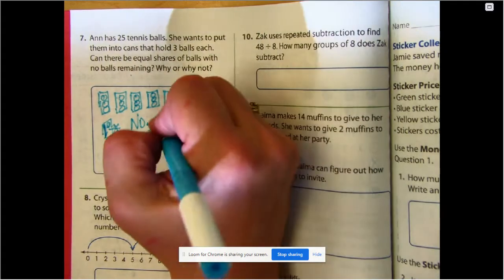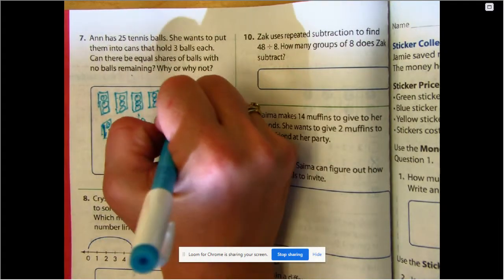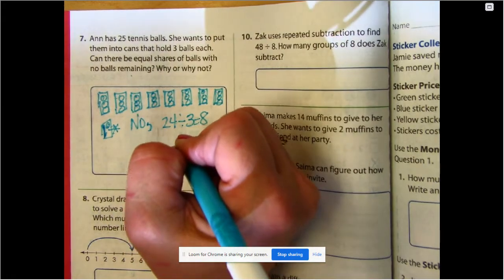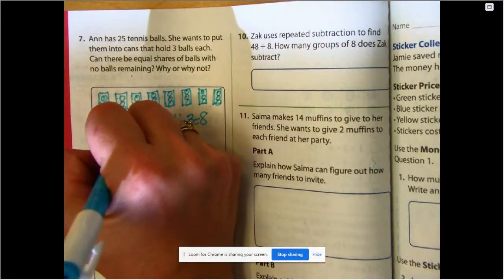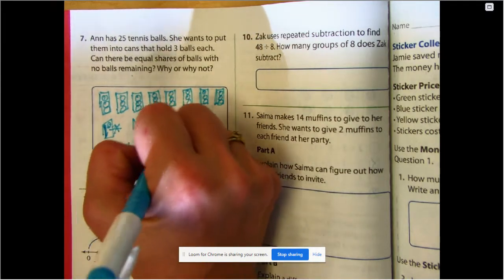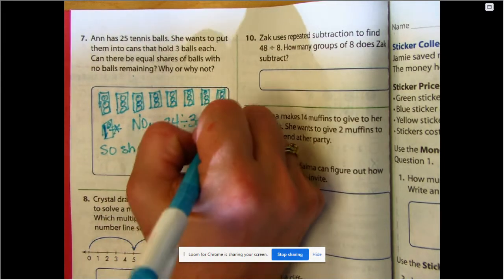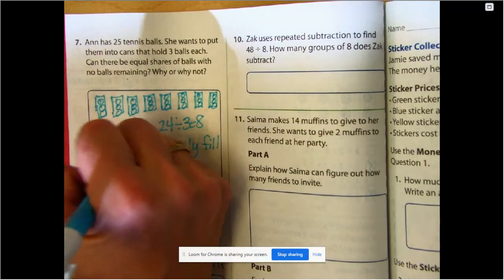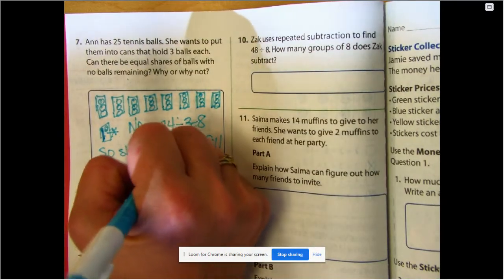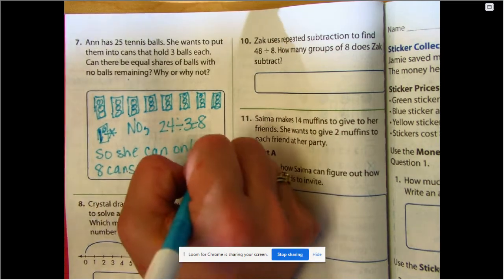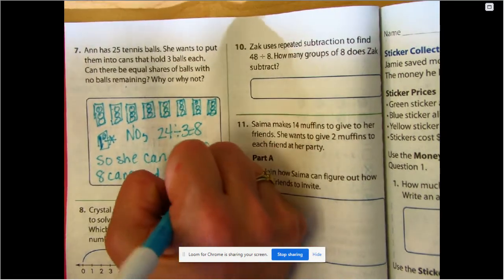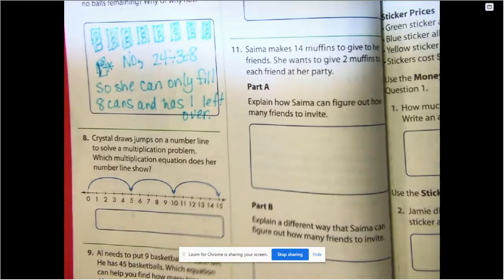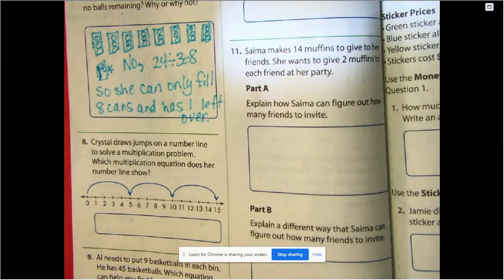Okay. 24 divided up by 3 would equal 8. So she can only fill 8 cans and has 1 left over. Okay. Please go ahead and pause this if you need to get this copied down.